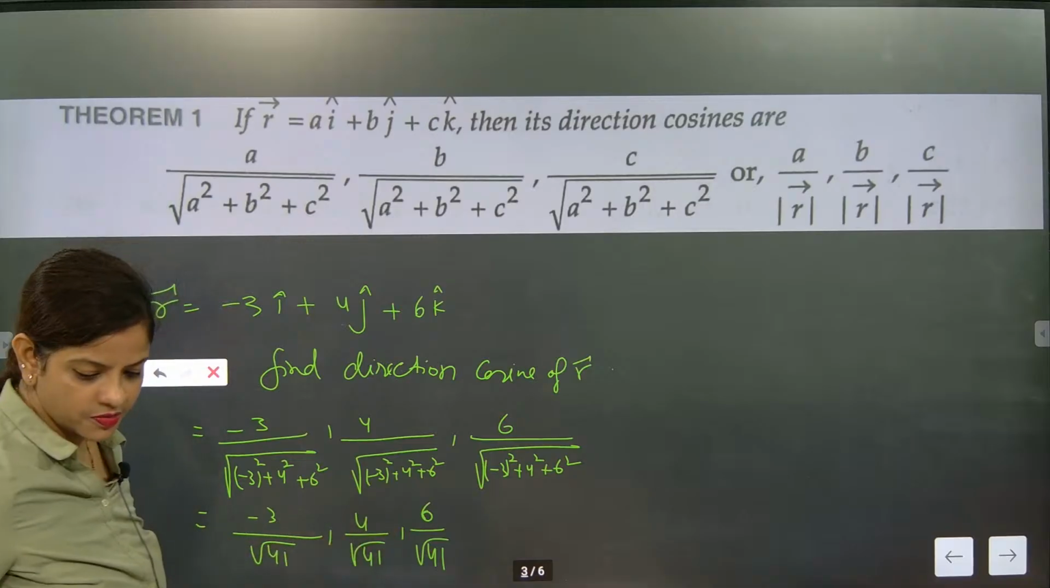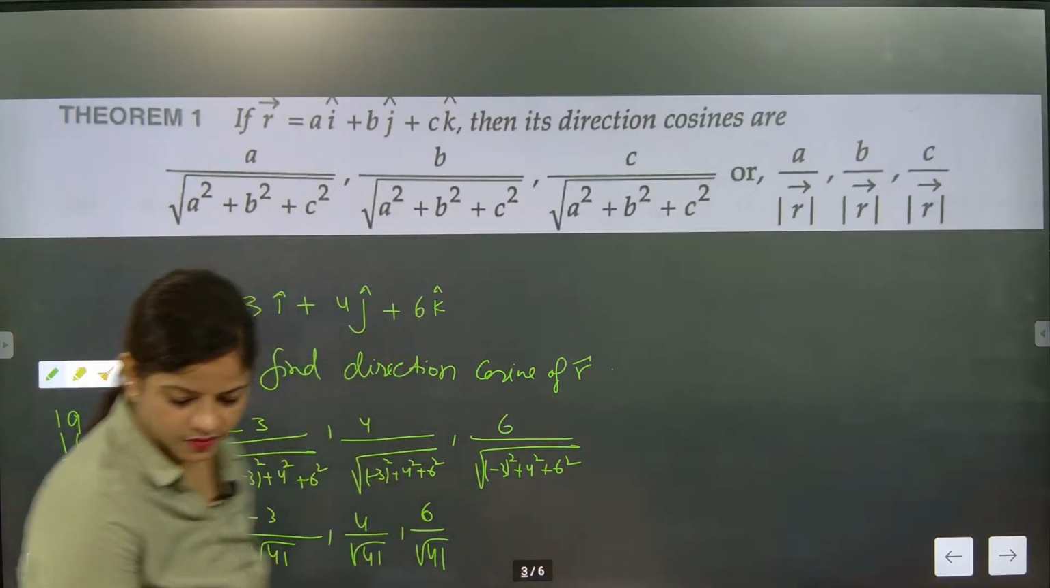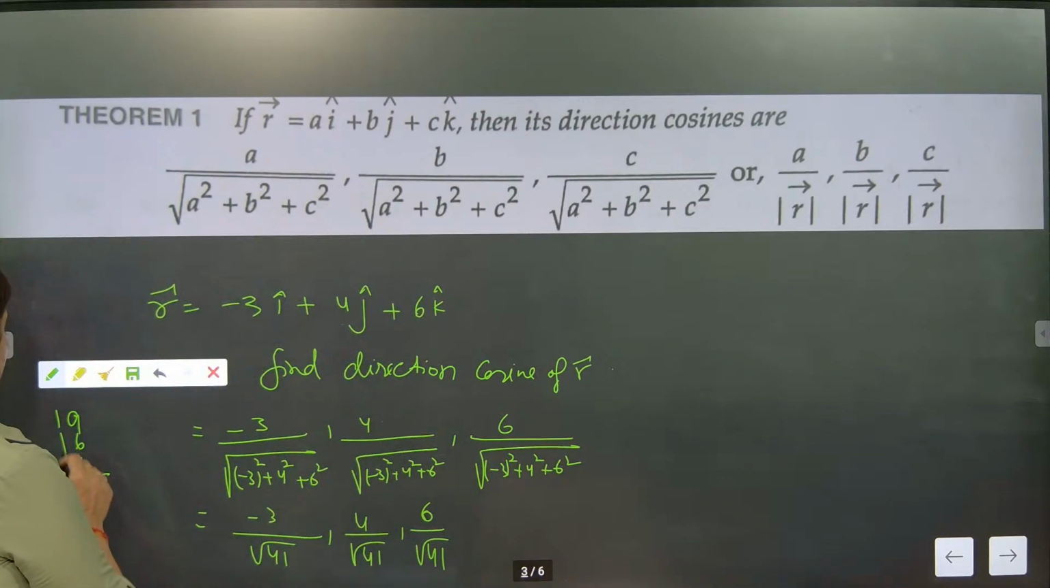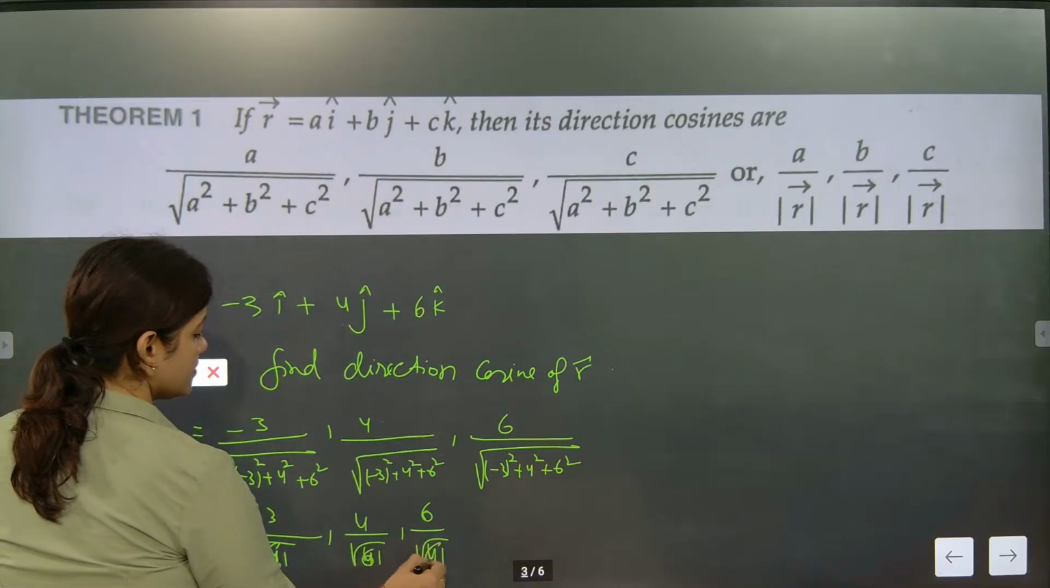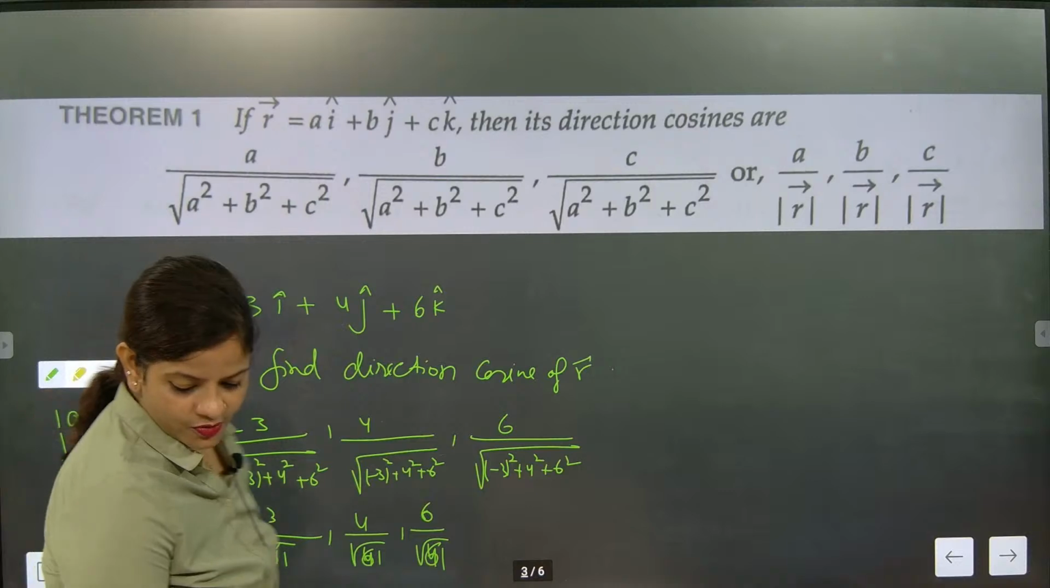Root 61 is coming. Check. 3, 4, 5, 6. Root 61. Thank you, beta. Thank you so much. Root 61.